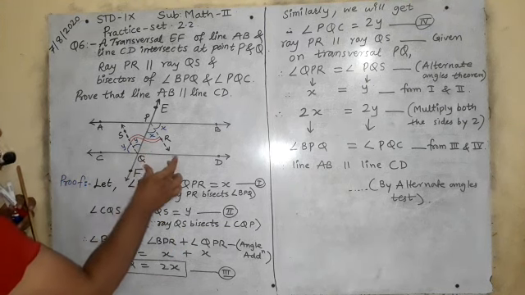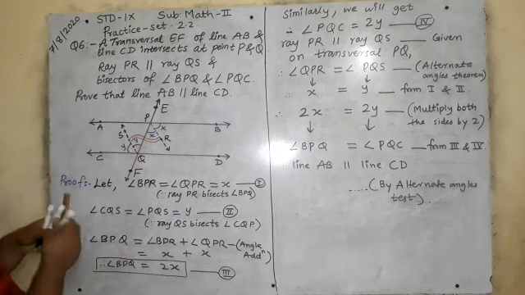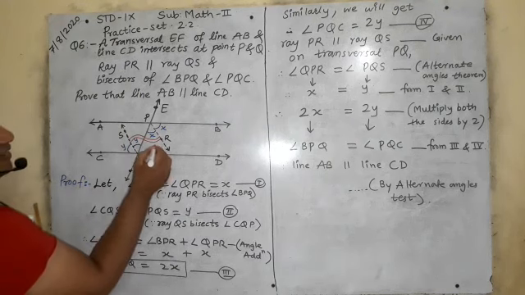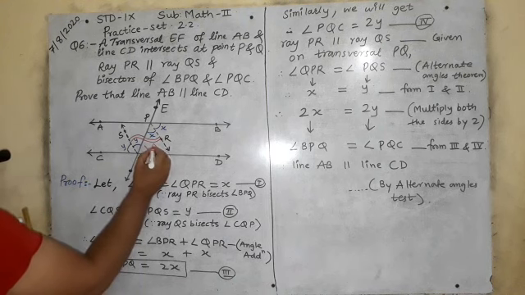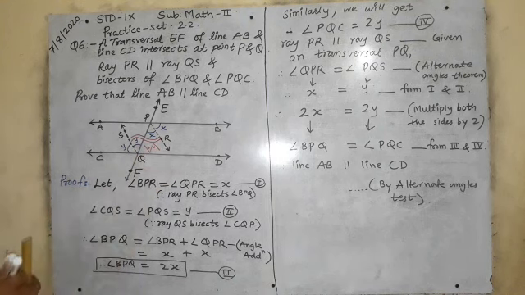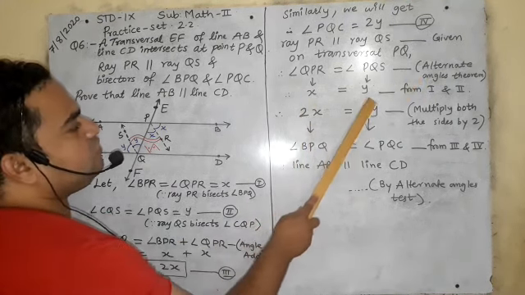Why? Because these two lines are parallel to each other and PQ is transversal. तो Z बनता है. क्या बनता है? Z. ऐसा Z बनता है. Z बना, it means it is an alternate angle theorem is possible here. So I will write X is equal to Y.